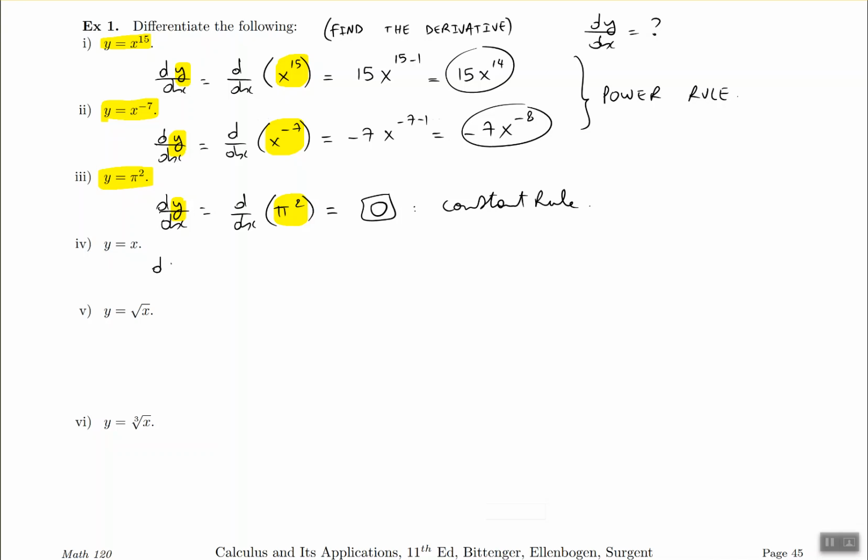Now the next one is interesting, dy over dx. This one is a common one, so you probably want to memorize the result of this one because it shows up so often. Again, the y is supposed to be equal to x. So I'm looking for the derivative with respect to x of the letter x.